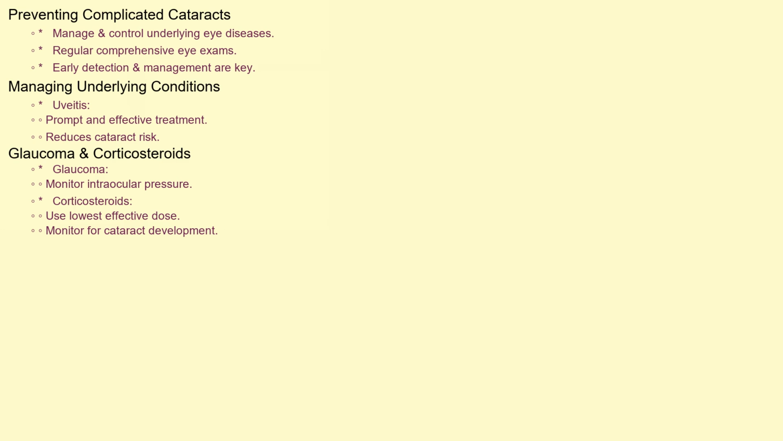Preventing complicated cataracts primarily involves managing and controlling the underlying eye diseases. For example, prompt and effective treatment of uveitis can help reduce the risk of cataract formation. Careful monitoring of intraocular pressure in patients with glaucoma is also essential. When corticosteroids are necessary, using the lowest effective dose and monitoring for cataract development is crucial. Regular comprehensive eye exams are key for early detection and management of underlying conditions, which can ultimately help prevent or slow the progression of complicated cataracts.